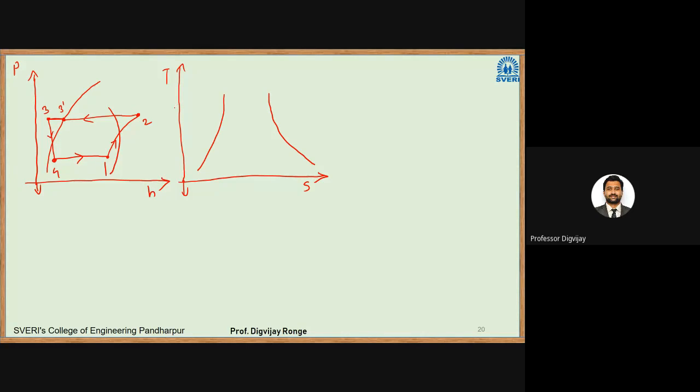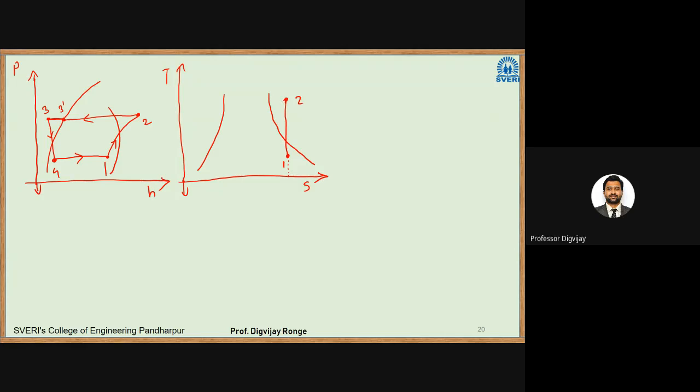So if I draw it on a TS diagram, how will it be? Here in this case, let's start from here. Compression will take place here. This is point 1, point 2. Why is it a straight line? Because it is an isentropic compression. That means the line will become straight because the entropy remains constant. S1 is equal to S2.